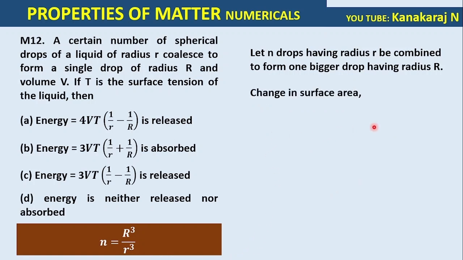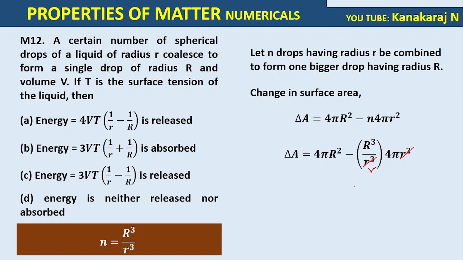Change in surface area, del A equals 4 pi capital R square minus n times 4 pi small r square. Now, let us substitute the value of n here: capital R cube divided by small r cube multiplied by 4 pi r square. Here we cancel r square, one r square with one r square, so here we have one small r. Good.